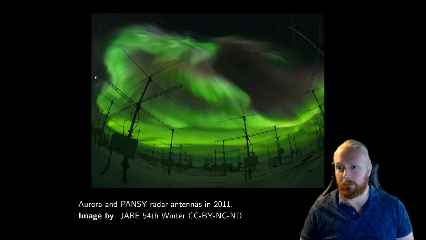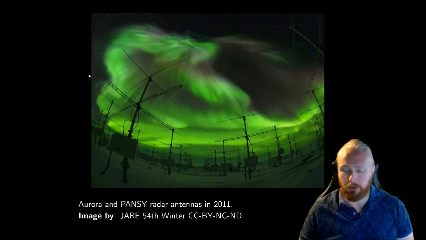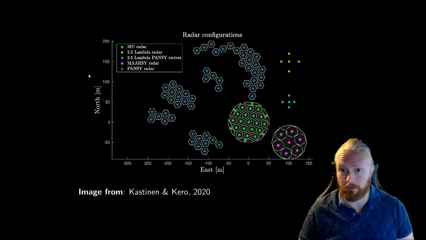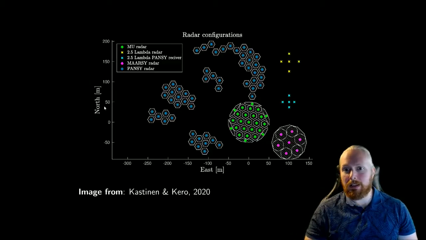Here is a photograph of the antenna field of the PANSY radar. However, this picture doesn't really show the actual configuration of the radar, so I included this illustration, which shows the antenna placement and the subgroup division of both the PANSY in blue here and the MU radar in green. I also left in the MARCI and the 2.5 lambda Jones configuration, which is regularly used for trail echo measurements.